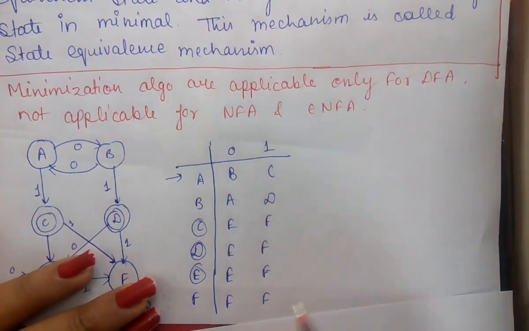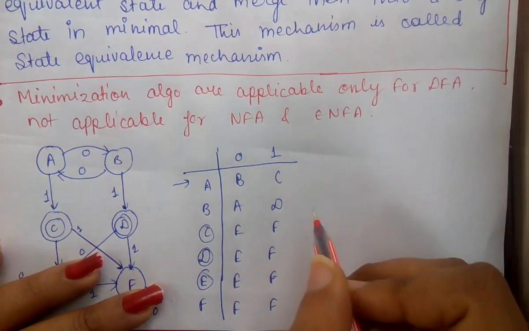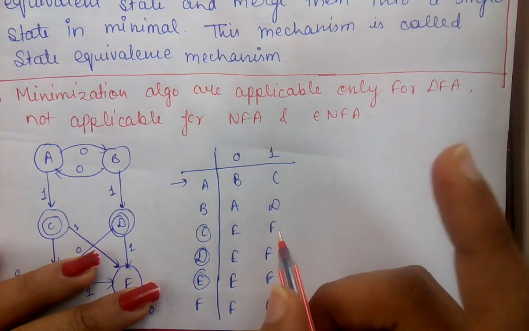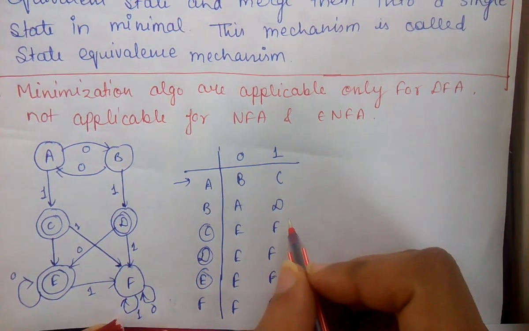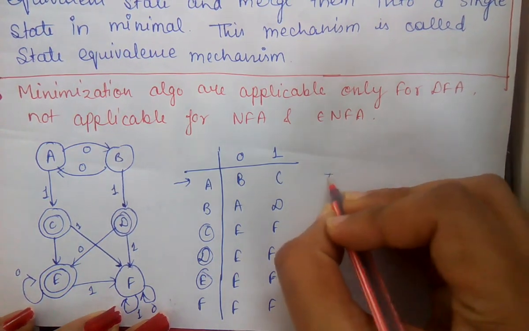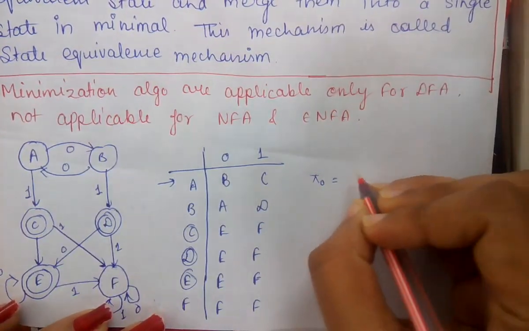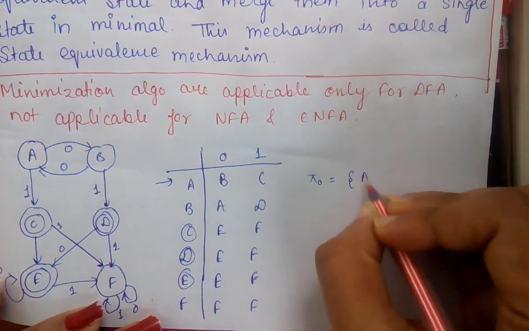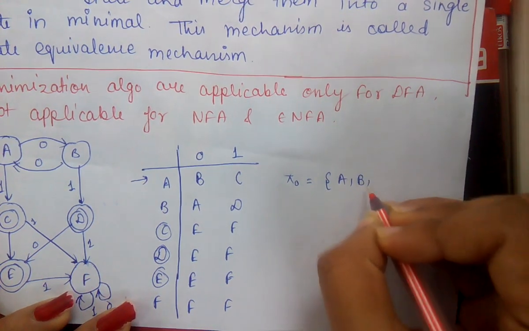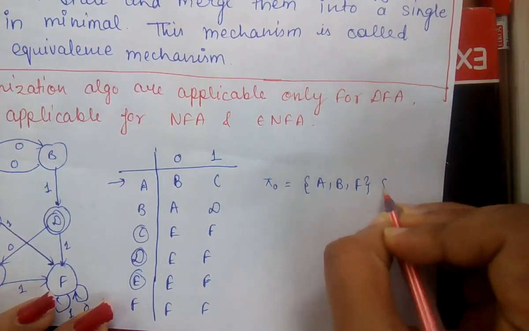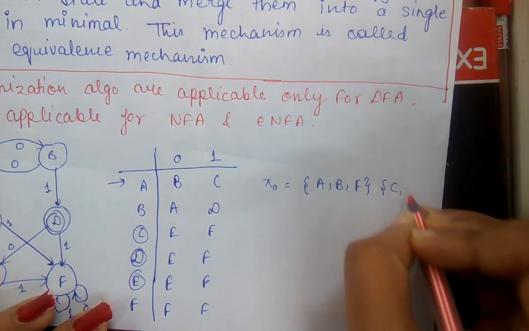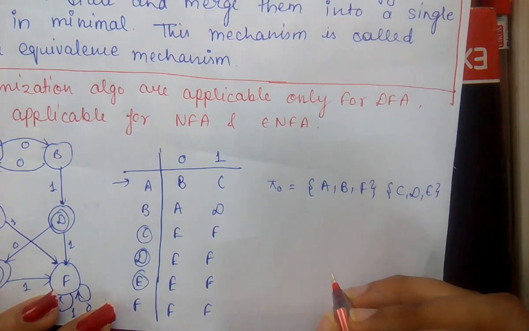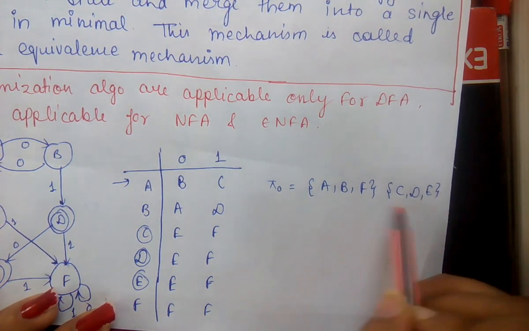Let's see, we are making now. What is the next procedure? In the next procedure we have to make two sets, one set for non-final states and the second set for final states. We represent it by pi 0. The non-final states are A, B and F, and the set of final states are C, D and E. Now we have to find equivalent states from these two sets.